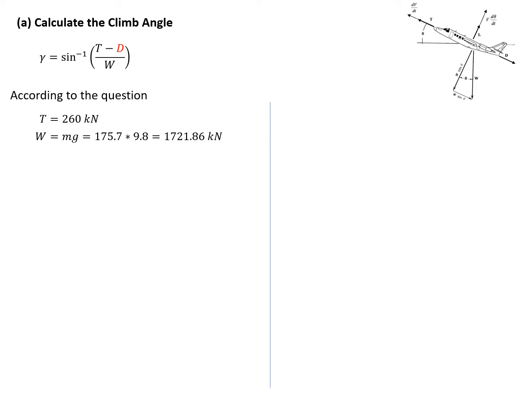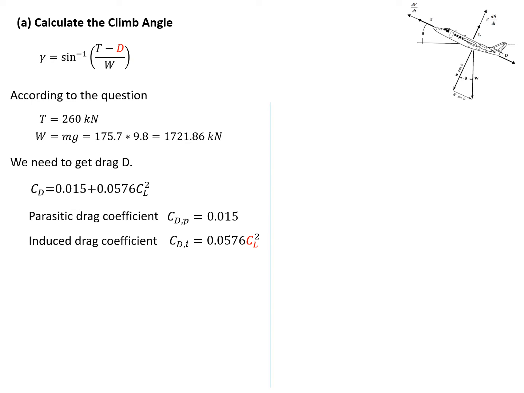In order to calculate the climb angle, we need to know the drag D. And in order to calculate the drag D, we need to go back to the drag polar. So as I introduced earlier, the drag polar consists two parts. The first is the parasitic drag CDP, and the later part is the induced drag. And because it's related with lift generation, so we have CL in. Now, to get CD, we need to know CL, right?